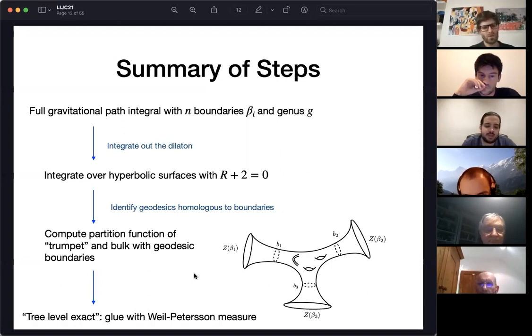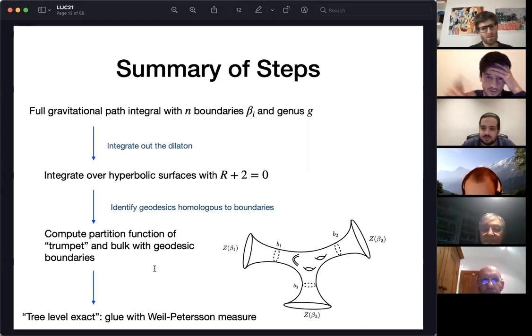So, I'm just telling you the summary, but there are a lot of calculations. Just to understand the main steps. And if you integrate over moduli space, it means that conformal transformations are factored out here.